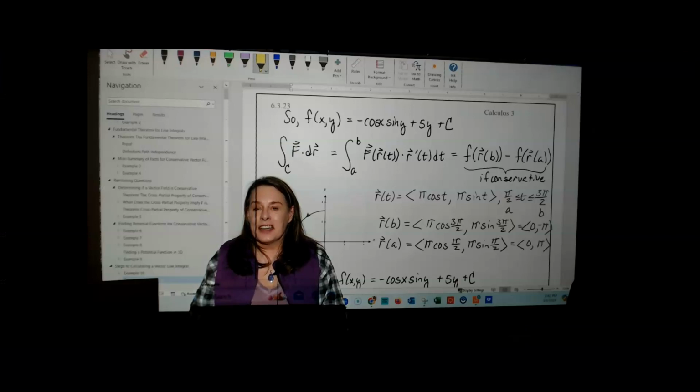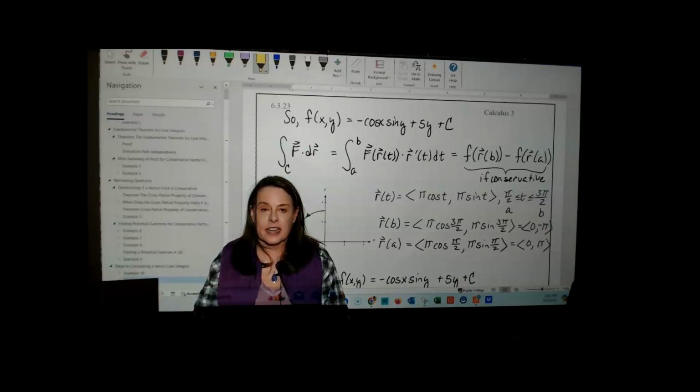This is the end of the section for 6.3, where we were talking about conservative vector fields and their relationship to vector line integrals. In the next video, we'll be taking a look at what's called Green's theorem, which applies in the two-dimensional case. Green's theorem is one of the fundamental theorems of calculus, and it's very important in the later sections of this chapter.